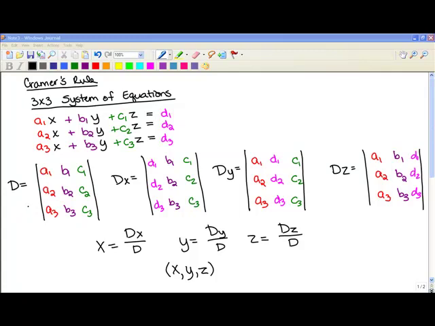We'll need to find each determinant, starting with D, and then D sub x, D sub y, and D sub z. The calculations for x, y, and z are below. You may want to pause the video for a minute and write down Cramer's rule for a 3x3 system of equations.